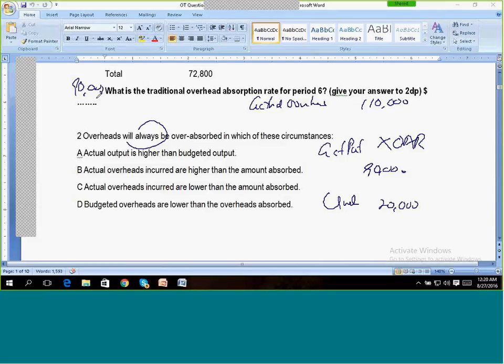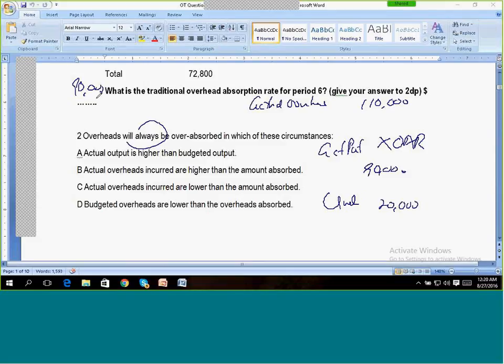So for this to happen, look at the answers, what they have. What is the right answer? For each of those, how over absorption can happen is your actual overheads will be lower than the amount absorbed into the production. So look, A and C should be the right answer. A, C, D.